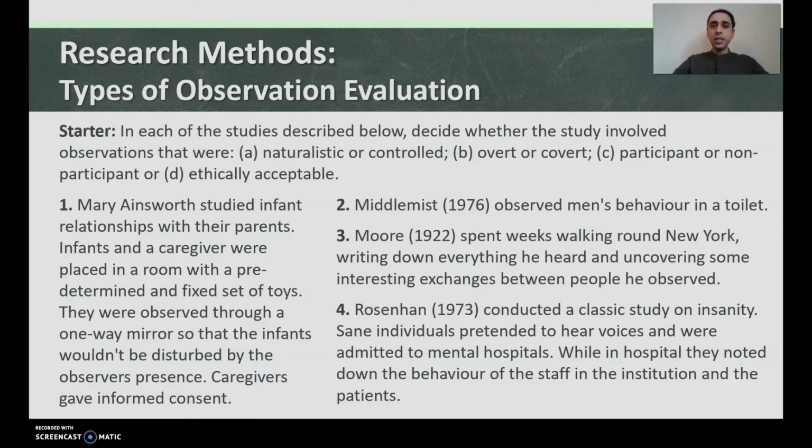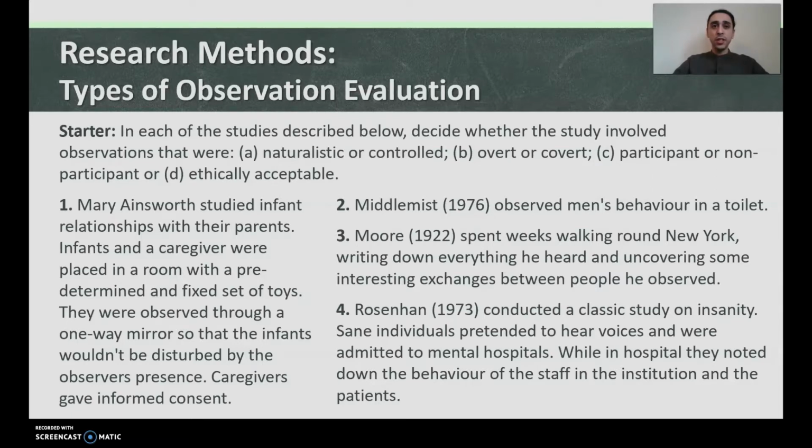In each of the studies described below, decide whether the study involved observations that were A, naturalistic or controlled, B, overt or covert, C, participant or non-participant, or whether you think they're ethically acceptable. Pause the video now, have a look at the four, and then give your answers. Let's have a look at number one.